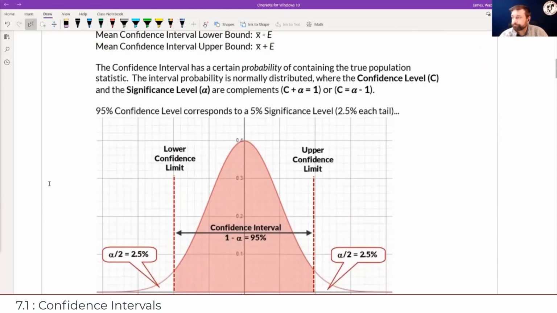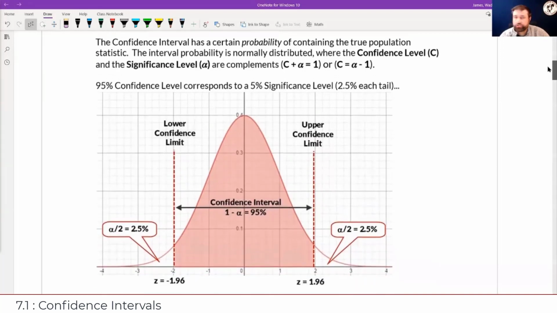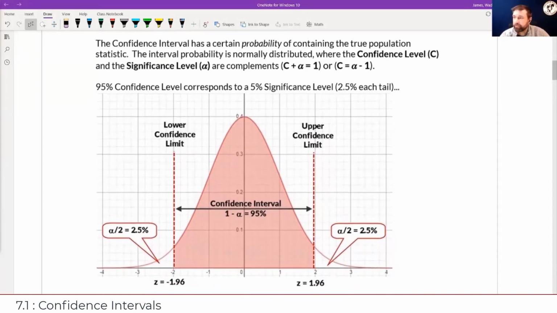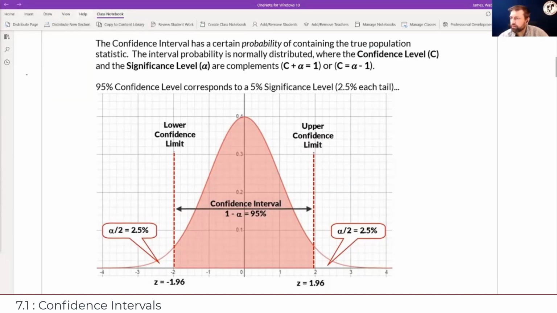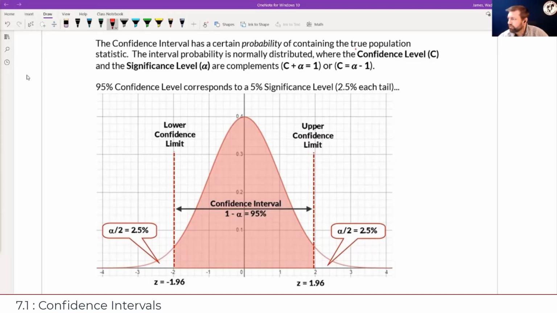So for example, this is a graph of a 95% confidence interval distribution, 95% confidence. So there's a couple key characteristics here. First of all, we'll start with the most common one, the confidence level, C. And I'm going to use a different color for this. I'm going to use red. So the confidence level, this guy right here, that is the area between the two boundaries, between the upper boundary and the lower boundary.